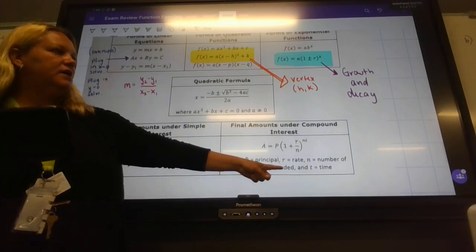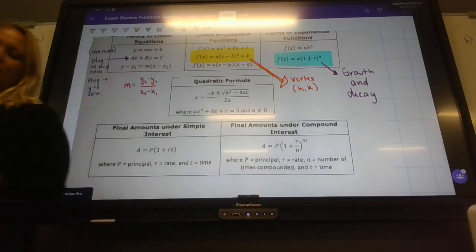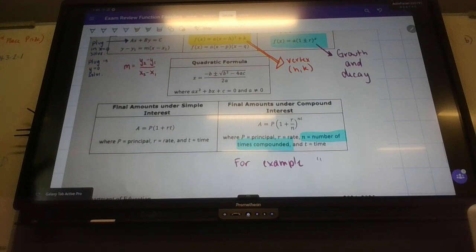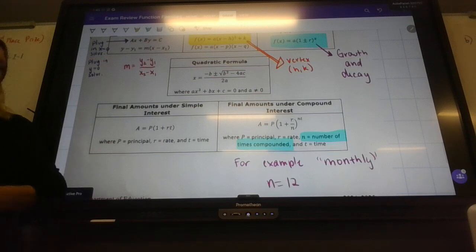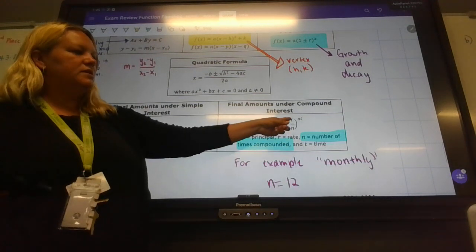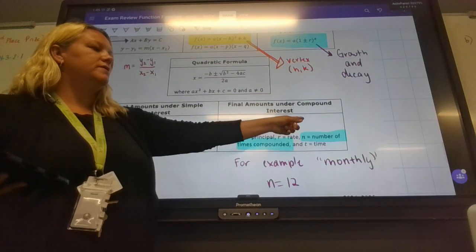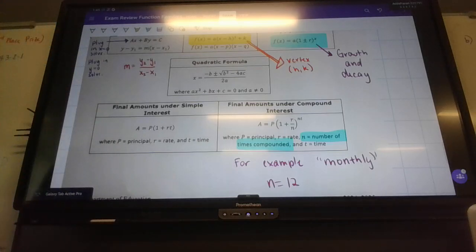So down here, this is just like that compounding interest, but when it says n is the number of times compounded, for example, if your word problem says that the interest is compounded monthly, the n would be 12. So it would be $1,000 times 1 plus some rate, maybe 0.05 over 12, and your exponent is 12 times the number of years, just like the credit card project we did.